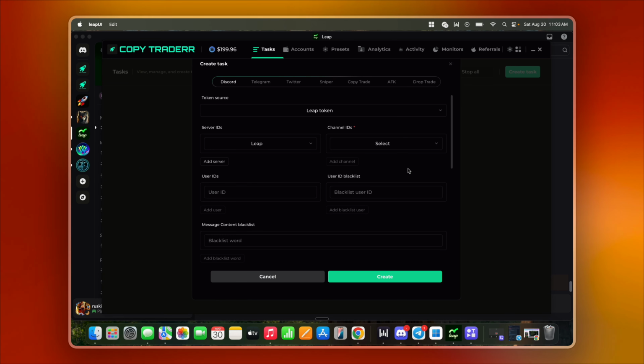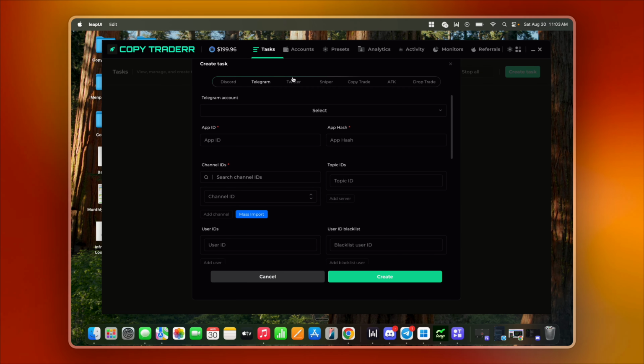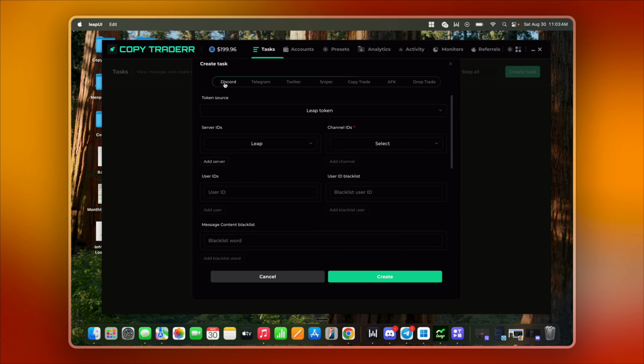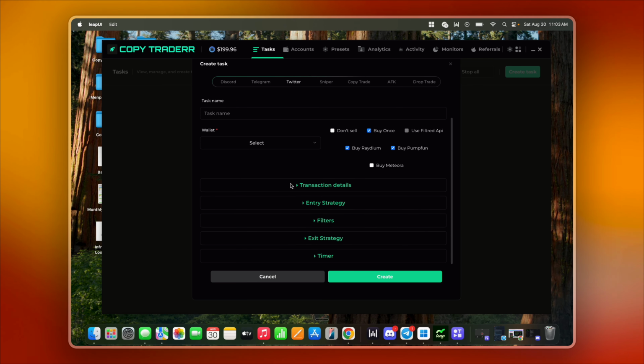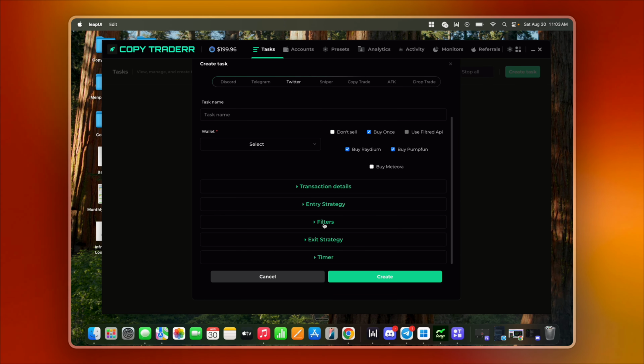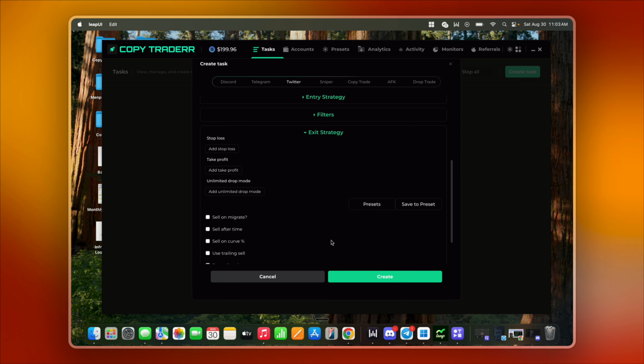Well, first of all, Leap is not just a copy trading bot. Leap actually is able to do so much more. They have a full Discord scraper, Telegram scraper, and Twitter scraper, which means you can follow any Discord, Telegram, or Twitter channel. And when a call group or an influencer posts a contract address, you can set the bot up to buy immediately with very advanced filters, very advanced entry strategies, and the most advanced exit strategies on the market.